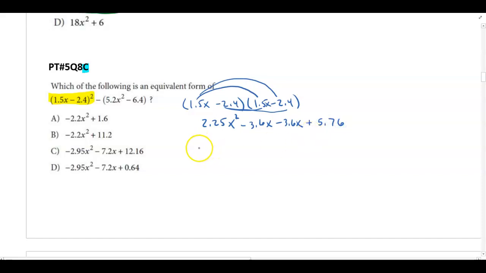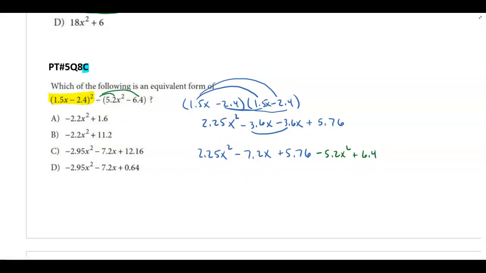Then negative 2.4 times negative 2.4 will give me plus 5.76. So now this becomes 2.25x squared, then negative 3.6 minus 3.6 will give you negative 7.2x plus 5.76. But then I'm going to distribute this minus sign up top and bring it down here. So it'd be minus 5.2x squared plus 6.4, because a negative times a negative is a positive.